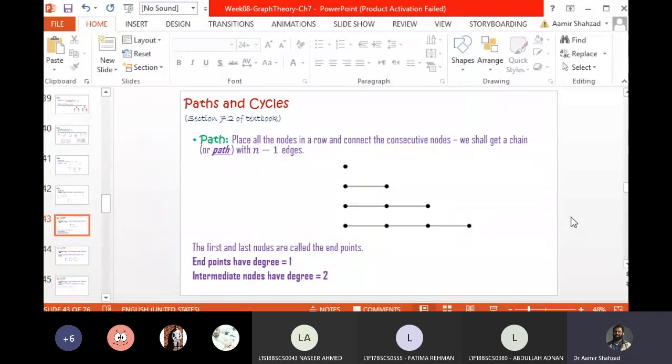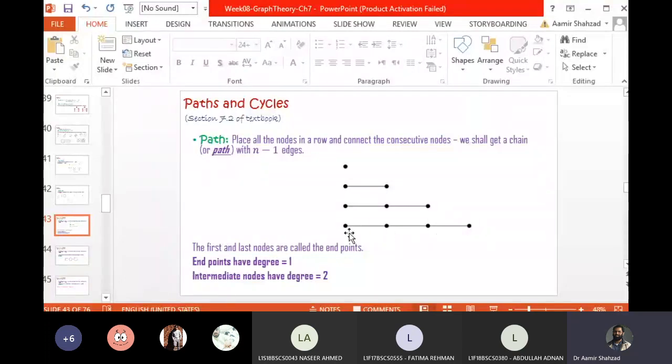And then something important that would be our discussion today: paths and cycles. So what is a path? You have n nodes, just place them in a row and connect them like a chain. This will be called a path graph. You have n nodes, we place them in a row, and between consecutive vertices we draw an edge. So it becomes a chain, or we call it a path.